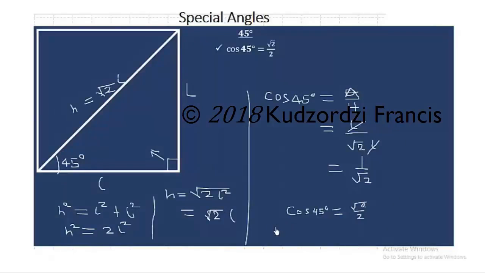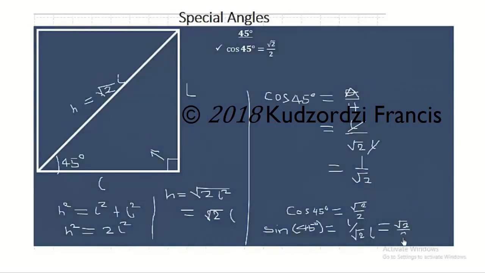Then let's find the sine. So sine is opposite over hypotenuse. So sine 45 degrees will be equal to the opposite, which is L, over the hypotenuse, which is root 2 L. So we simplify to also obtain root 2 over 2. So cos 45 and sin 45 are both equal to root 2 over 2.